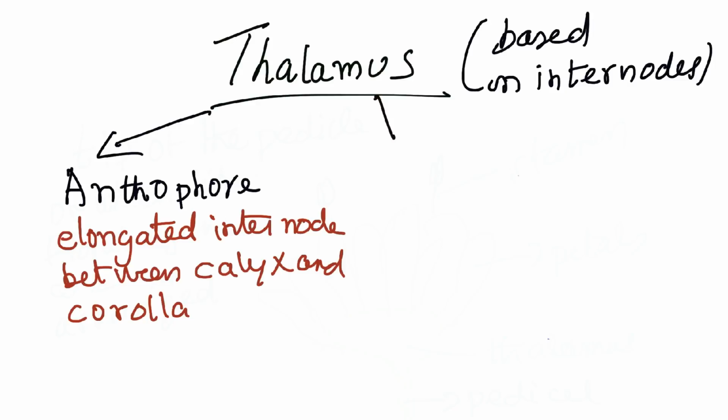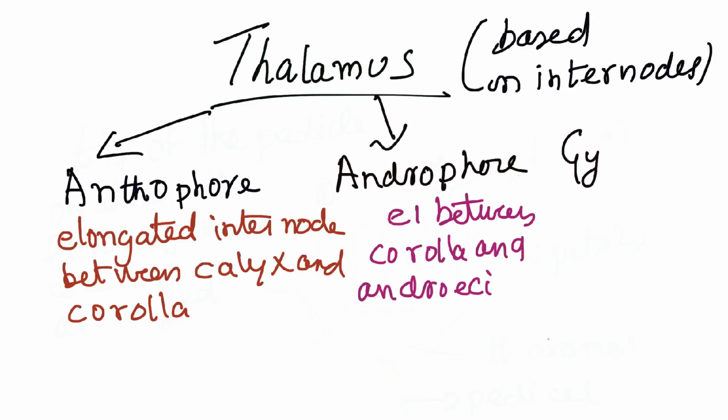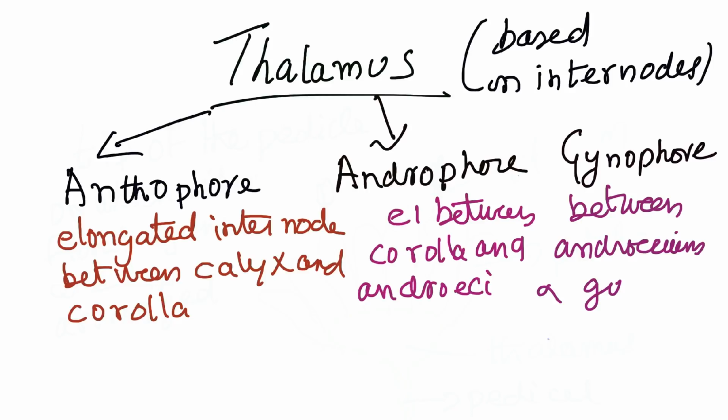It's the elongated internode between the calyx and corolla. The second type of modification is what is called Androphore. In Androphore, it's also an elongated internode, but here it's between the corolla and androecium. And going on to the third, it's called the Gynophore. In Gynophore, that elongation is between the androecium and the gynoecium.